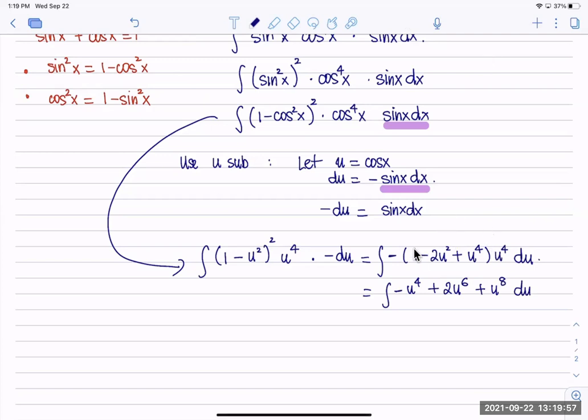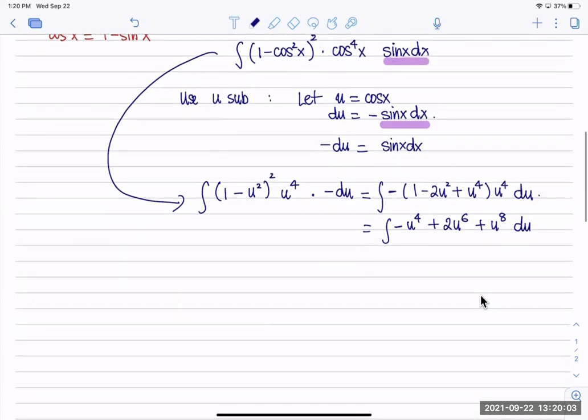Okay, so I distribute the negative and also u to the power 4, and this is what I got. Okay, and then we're gonna integrate this. So negative u to the power 5 over 5 plus 2u to the power 7 over 7 plus u to the power 9 over 9 plus c. Oops, I need to distribute the negative here as well. This is gonna be negative, negative.